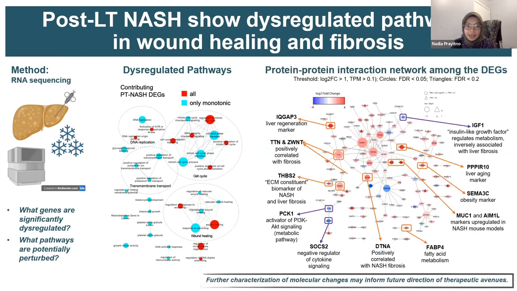Next. And upon looking at the different protein-protein interactions that are significantly differentiated in this group, we identified many fibrosis markers, many liver aging markers, as well as many metabolic markers that seem to play a role in the progression of the disease. And so we believe that post-transplant NASH shows dysregulated pathways that are basically involved in wound healing and fibrosis. And if we characterize these molecular changes further, we may be able to inform future therapeutic avenues in post-transplant NASH patients. Thank you.